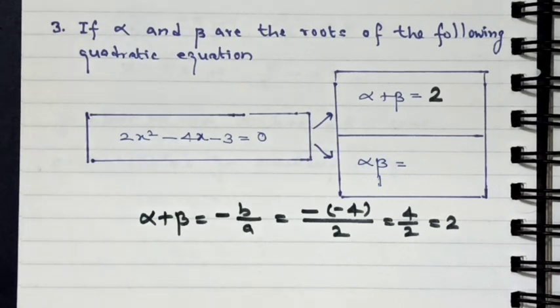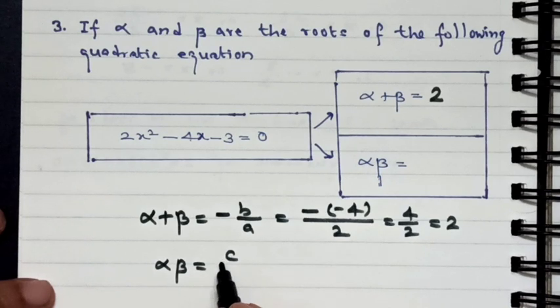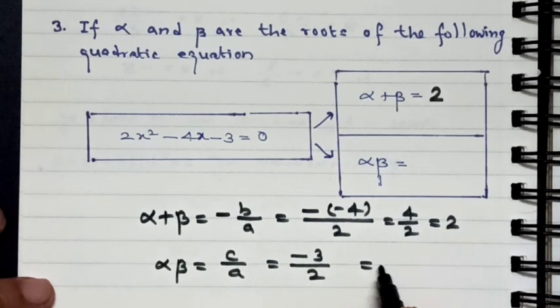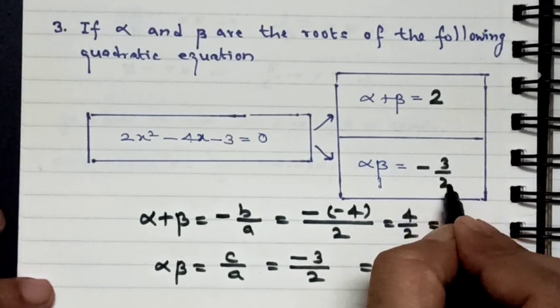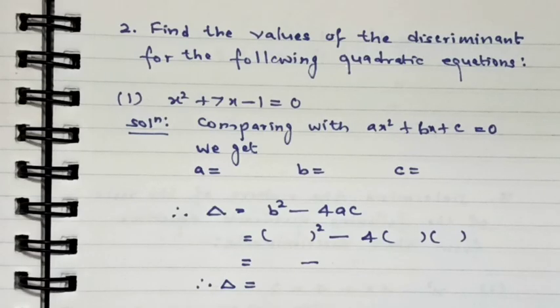Now you have to find out alpha into beta, so alpha into beta is equal to c by a. Your c is minus 3, whereas a is 2, so your answer will be minus 3 by 2. So just write here minus 3 by 2. So this way you finished the third question. Second question, find the value of the discriminant for the following quadratic equations. Question number 1, x square plus 7x minus 1 is equal to 0.